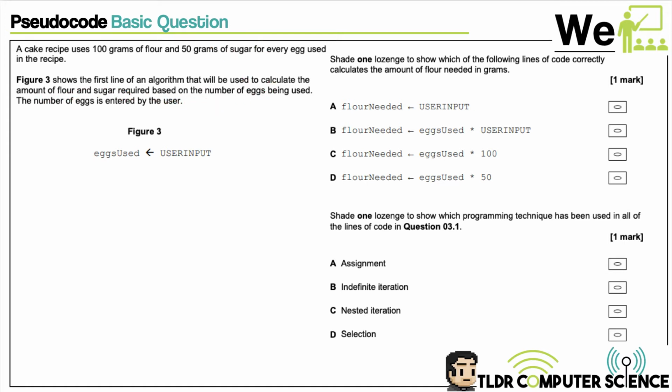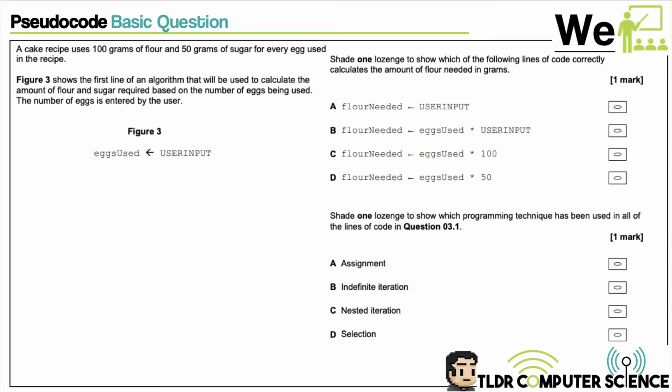So this thing up here being used. The number of eggs is entered by the user. So that means that user input, so the user types something in. Remember, the arrow then assigns it to the variable eggs used. Shade one lozenge to show which of the following lines of code correctly calculates the amount of flour needed in grams.